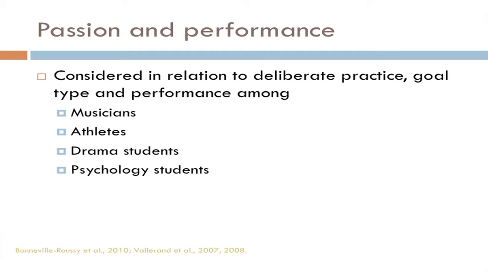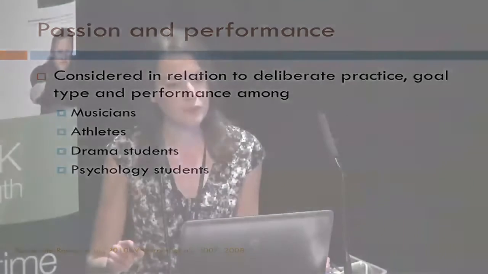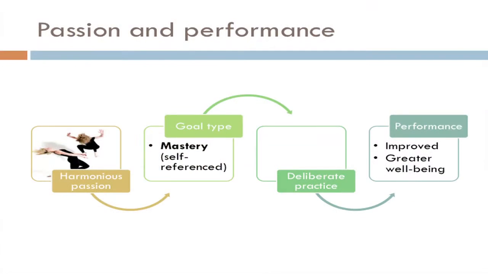And interestingly, both of the types of passion were associated with improved performance, but this relationship happened in quite different ways. So first of all, harmonious passion. This was associated with the adoption of what were termed mastery goals. So these are self-reference goals, which essentially means that I want to do better than I did yesterday. So it's about being in competition with myself and trying to improve on my own personal goals and skills. This was then shown to predict the amount of deliberate practice that people engaged in, which resulted in improved performance and also, as a nice side effect, greater well-being.